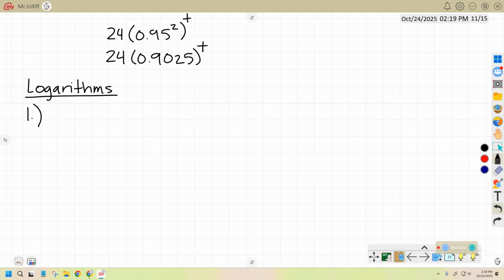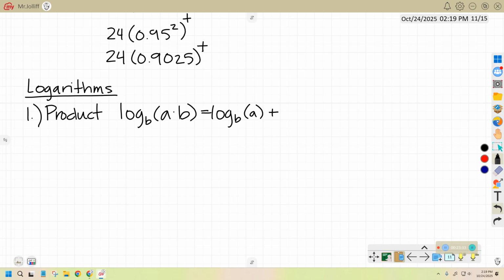First logarithm rule is the product rule. And for logs, the product rule says that if I have a product of two things inside of a log, it's going to become addition of two separate logs. Oh, let me choose a different letter there. That wasn't the best choice. Sorry. Mr. J wasn't thinking.